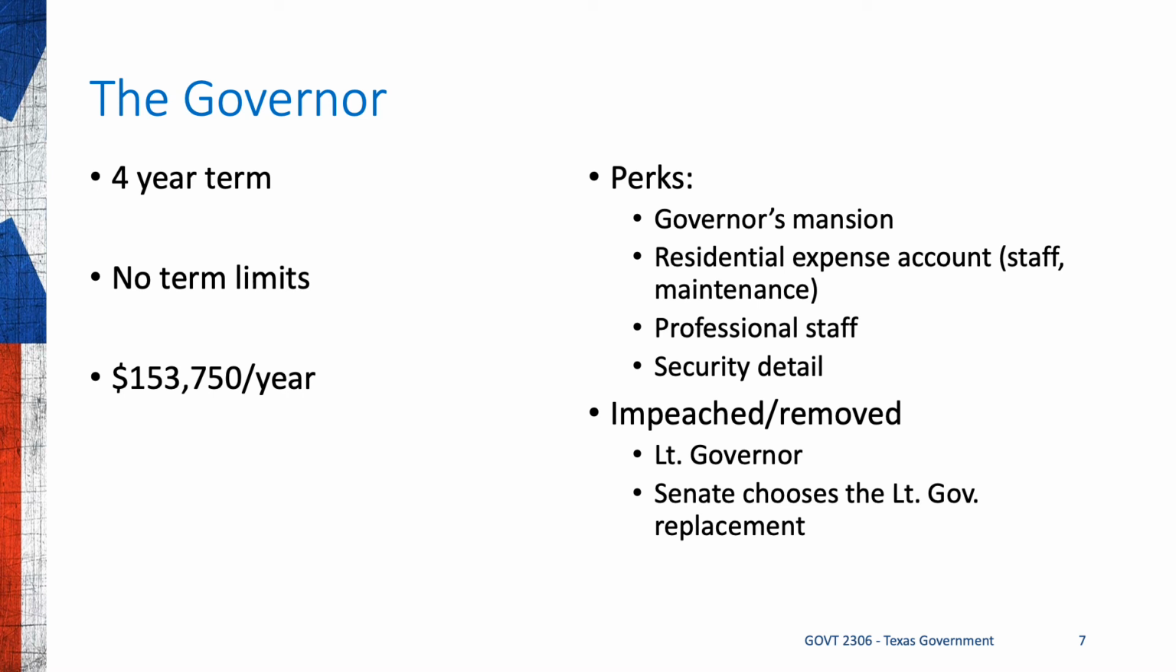If the governor is impeached or removed, then the lieutenant governor serves, and then the Senate, which the lieutenant governor presides over, would choose somebody to fill the lieutenant governor's space. So if something happened to Greg Abbott and he was no longer able to serve as governor, then Dan Patrick, the lieutenant governor, would step into the governor's shoes, and then the Senate would choose a lieutenant governor.